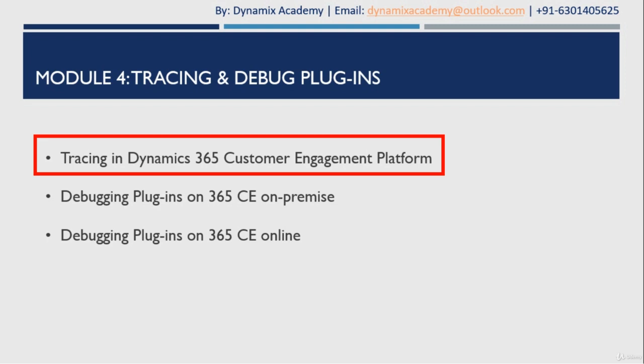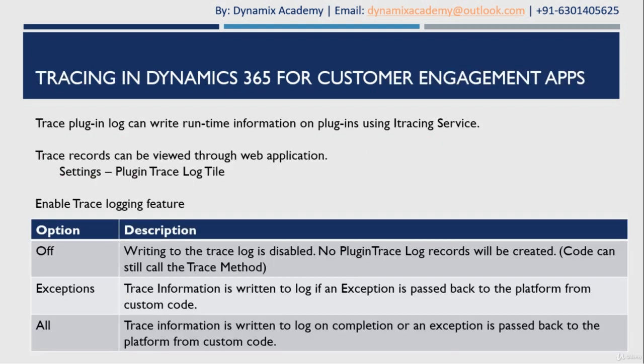In this video we will see what is tracing in Dynamics 365 for customer engagement apps. Trace plugin log can write runtime information on plugins using ITracingService. First you need to enable the tracing. You can perform these settings on the plugin trace log tile. You have to navigate to settings and the plugin trace log tile.